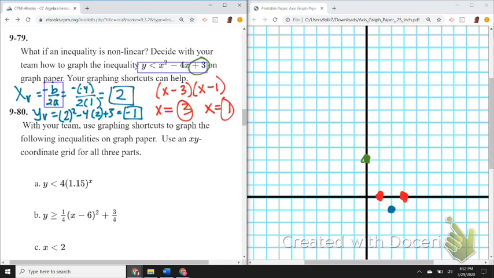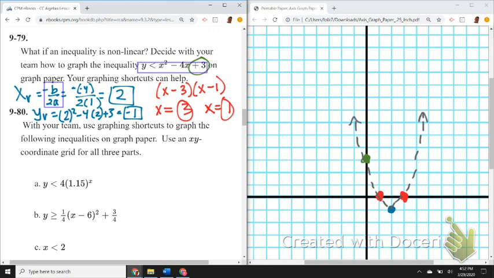So my vertex is (2, -1), and that is that blue point. That is more than enough information that I'm going to need to just sketch a parabola. When I'm sketching it, because this is y is less than, I'm going to use a dashed line, or dashed parabola. It doesn't have to be perfect.